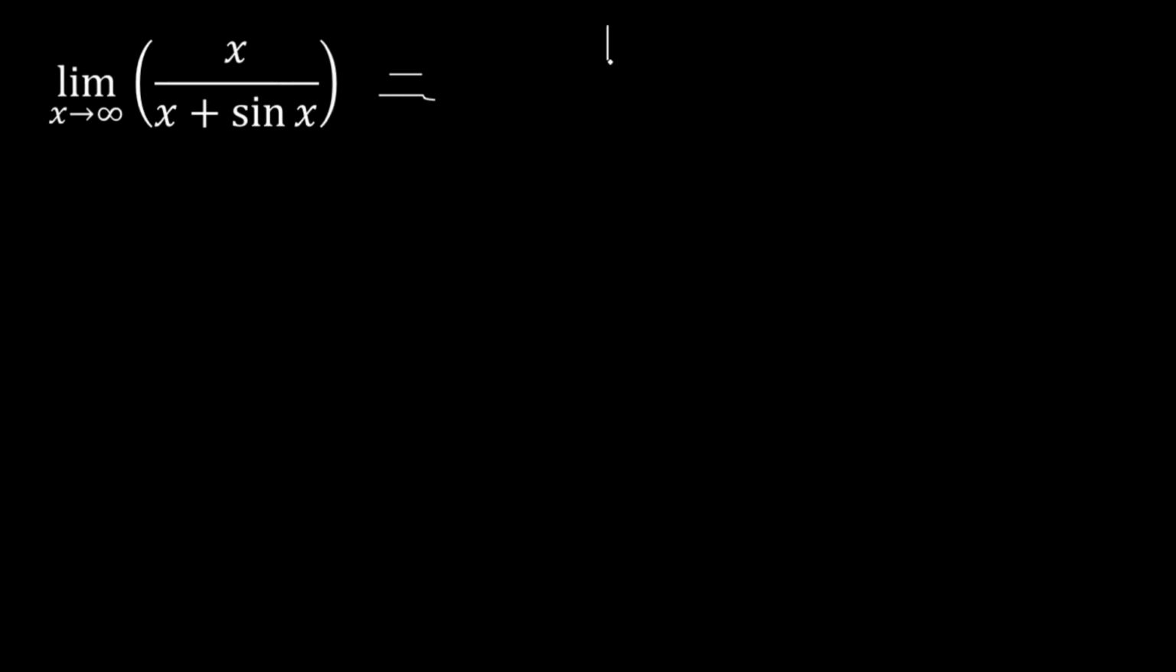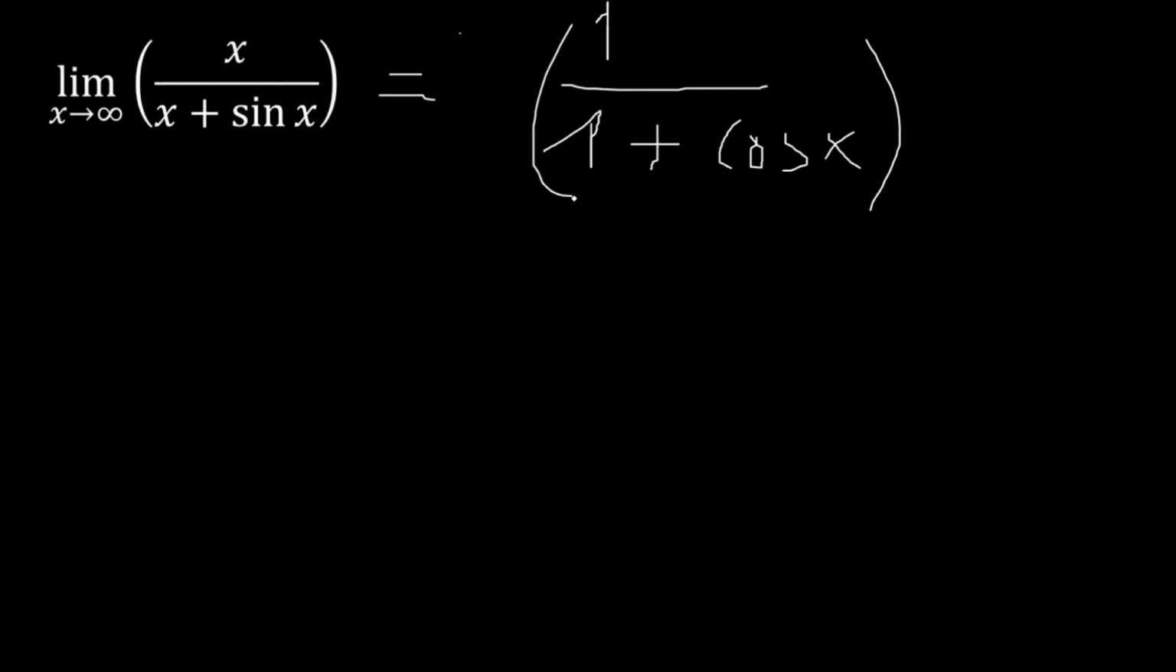Hence, we are going to be having what? 1. Okay, 1 all over what? 1 plus, differentiate sine x, we have cos x. We have here the limit as x tends to infinity of this. Okay, from here we are going to use a method to solve it.